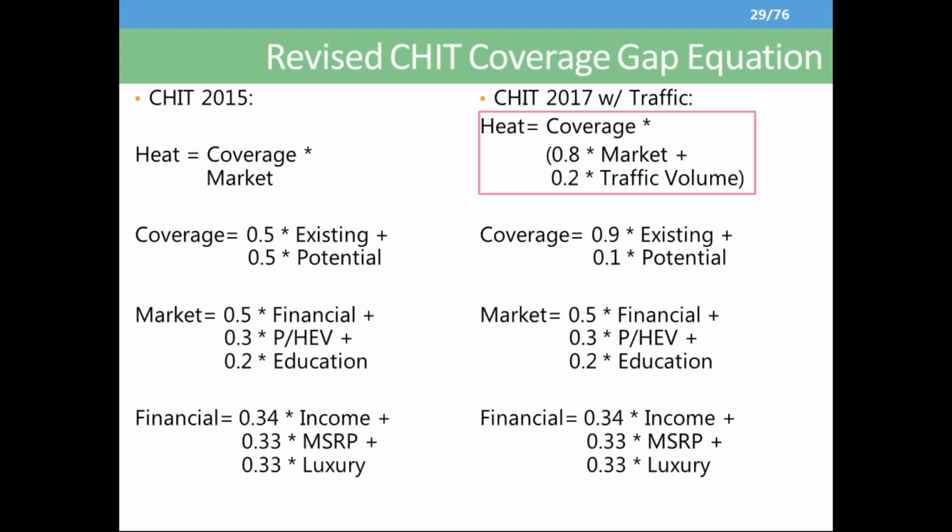Some of the coverage we re-tuned, and here we said that instead of just wanting to match the coverage to the market in the heat equation, you're trying to match the coverage to the market and the traffic, and that's in a 4-to-1 split. That is a rough split. It is based more on observation of what we think is more important than the other, but that is informed by some clean vehicle rebate project survey data that we'll look at later on in this presentation.